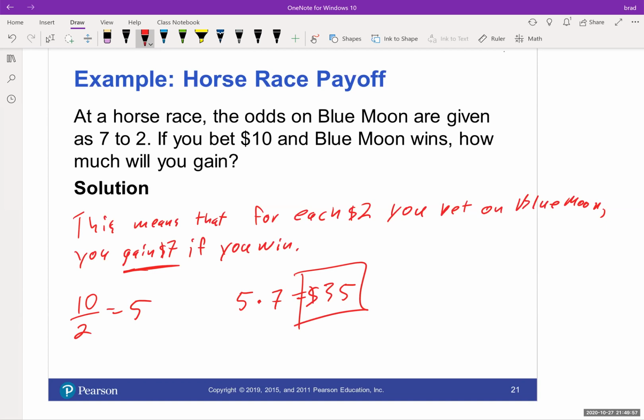So when you go to collect, you get $45. And remember, the reason for this is you won 35, but didn't you also originally put $10 down on the bet? So you get your $10 back. So you actually will get a payout of $45. Now, in reality, you only won 35, but you will get $45 back at the window when you go to receive your bet.